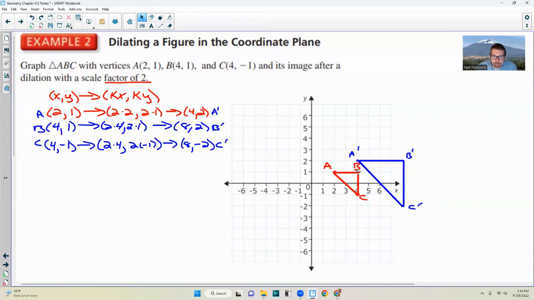So as you can see, this is a length of 2. This is a length of 1, 2, 3, 4. This is a length of 2. This is a length of 1, 2, 3, 4. And this diagonal is 2 diagonal squares. This would be 1, 2, 3, 4 diagonals. Okay, so that is how you dilate a figure in the coordinate plane. Now you should be able to do example 3. I'll go over first because 2 and 3 are very similar.